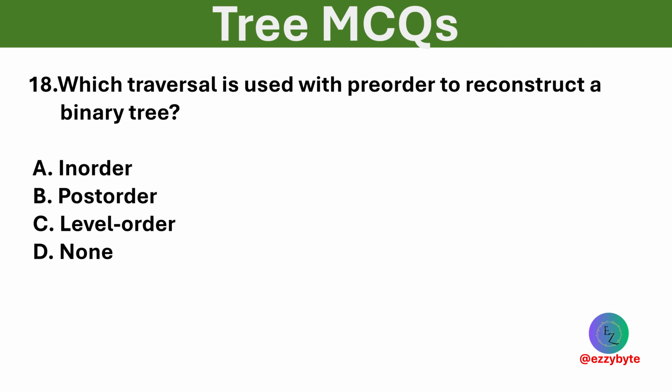Which traversal is used with pre-order to reconstruct a binary tree? Options are in order, post order, level order, and none. Option A is correct. Pre-order plus in order uniquely constructs a binary tree.